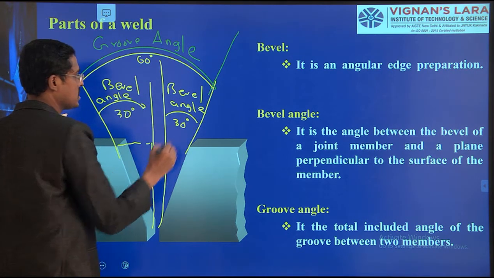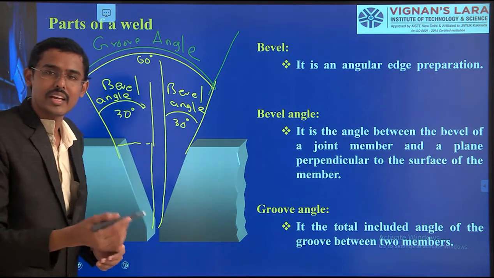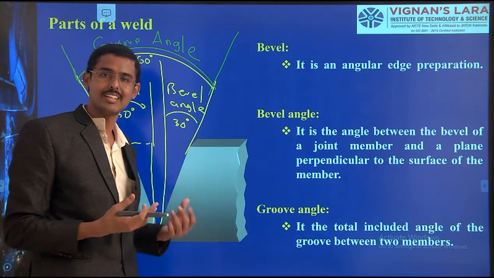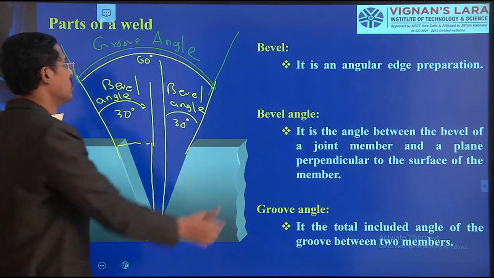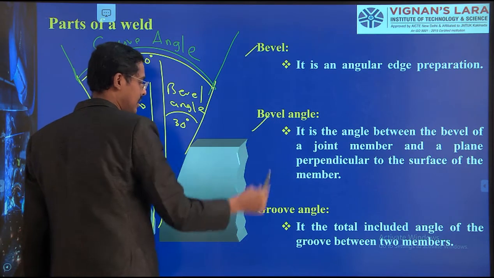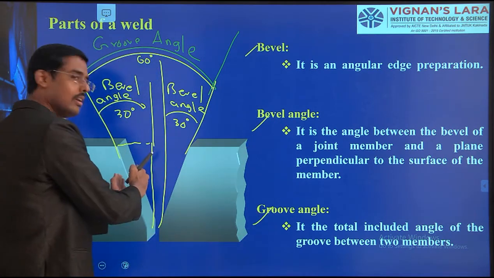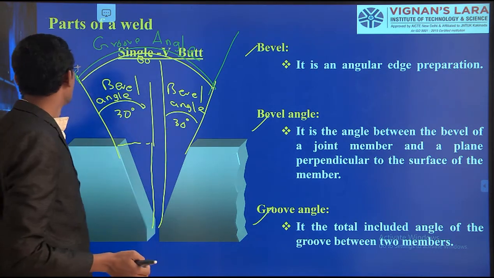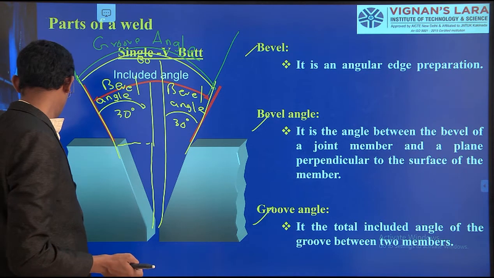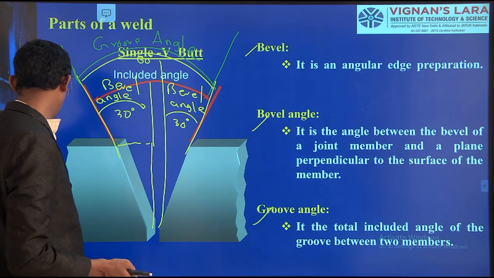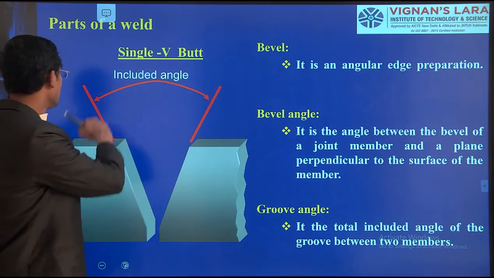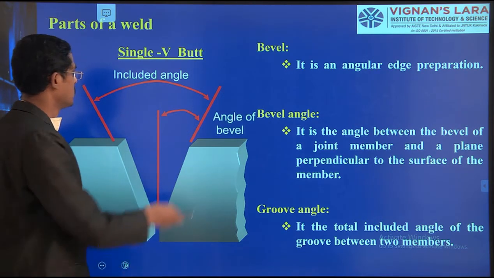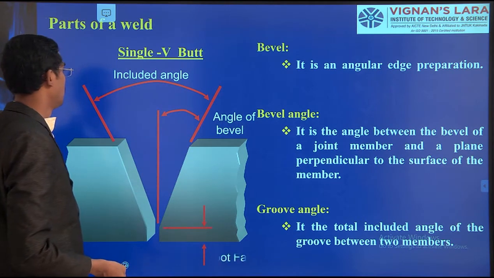So, such cases, the terminologies we are understanding before going to the welding fundamentals. These are the fundamentals we should know. What terminology are we using? Bevel angle, total groove angle. That is what they have also given here. See, this is called a single V, with the angle of bevel.